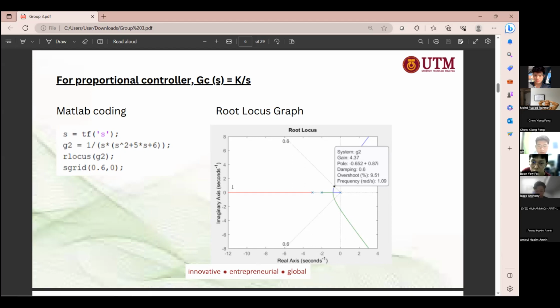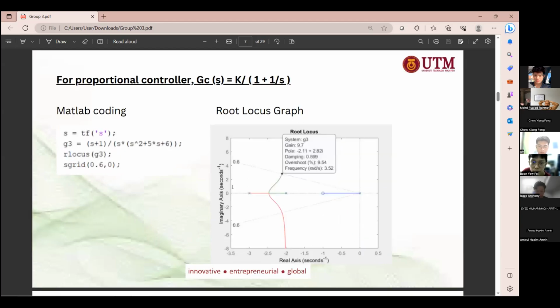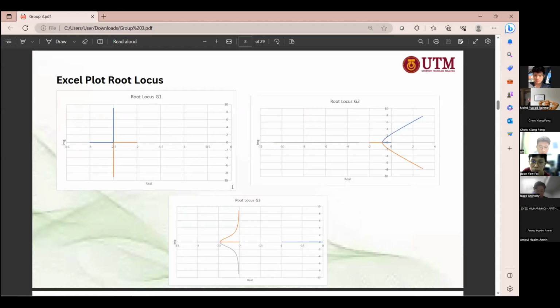Next, this is for the proportional controller, the same procedure, and then we find the dominant pole. We get a gain 4.37 and percentage overshoot 9.51. Next, this is for the last case. Same procedure, get a gain 9.7 and then percentage overshoot 9.54. Next, please. Okay, this is the plot we plot from the Excel.